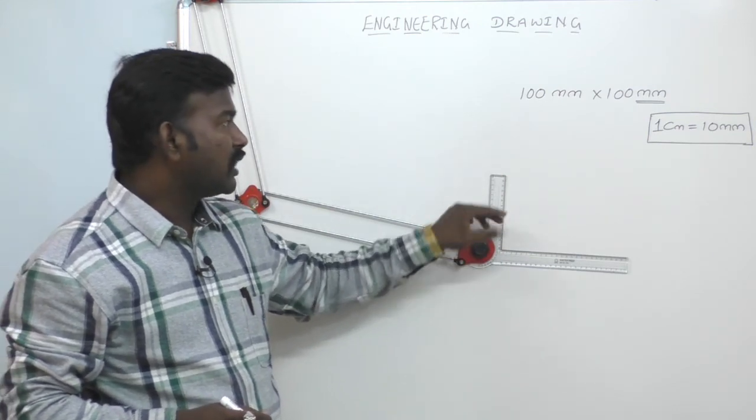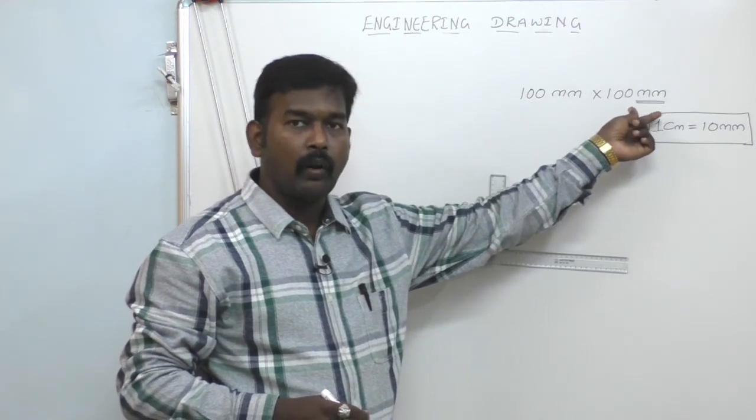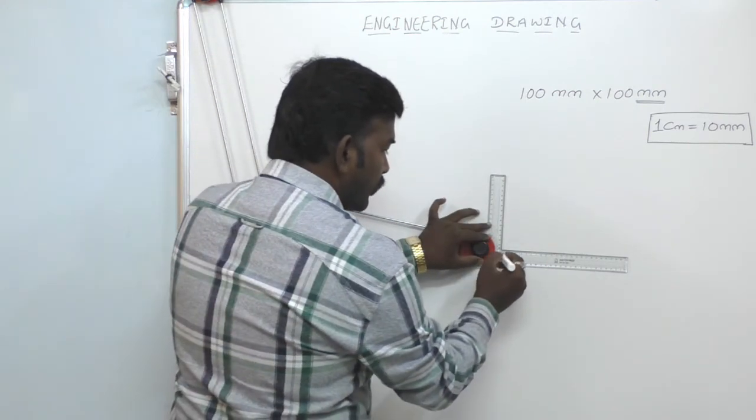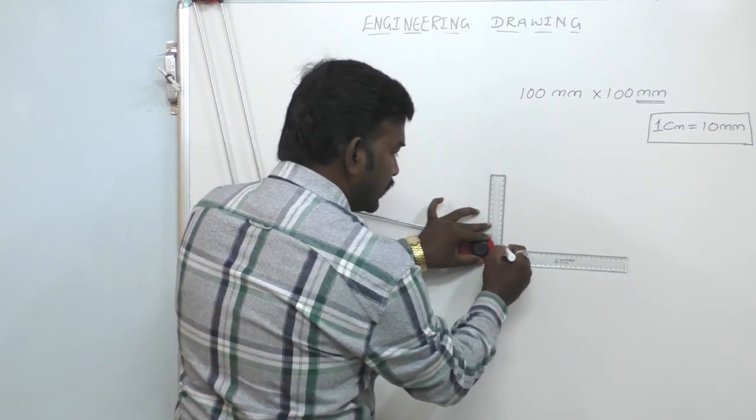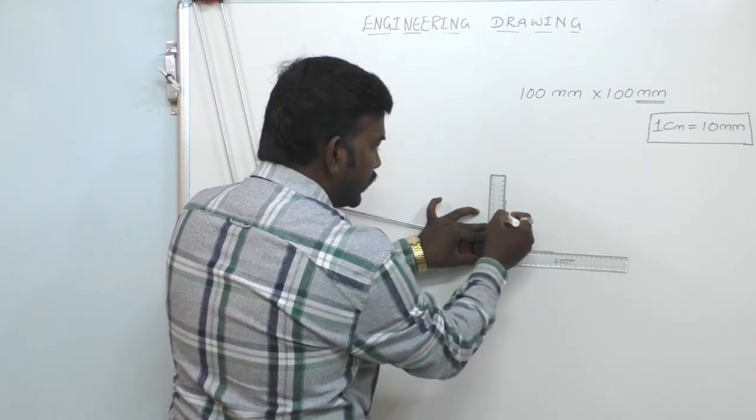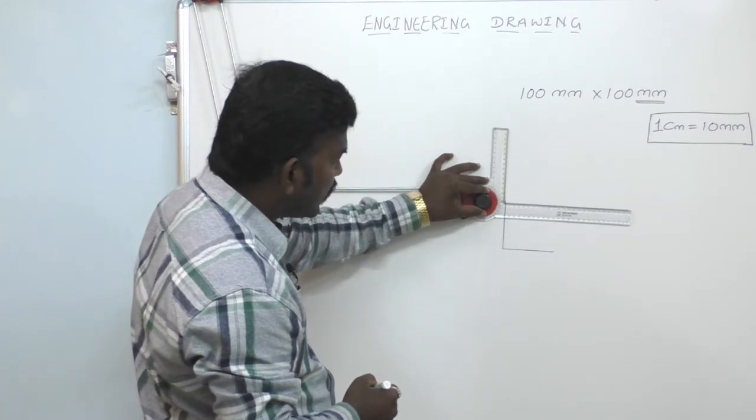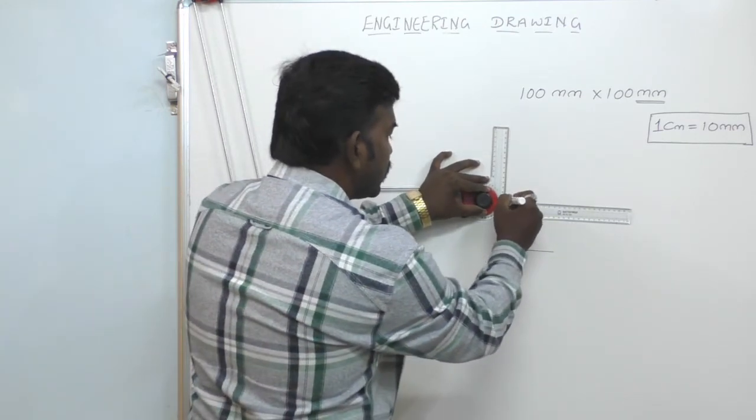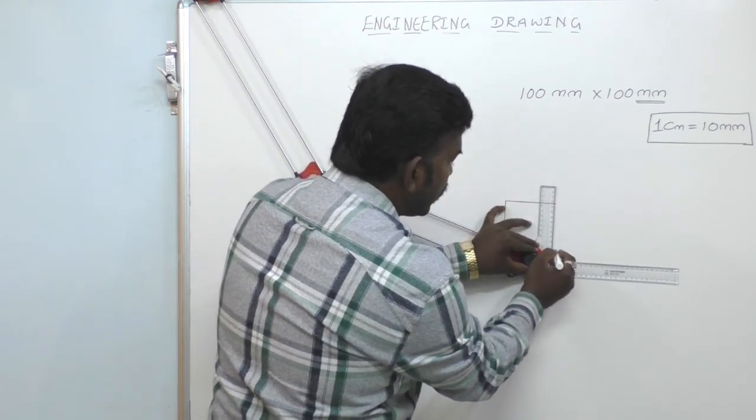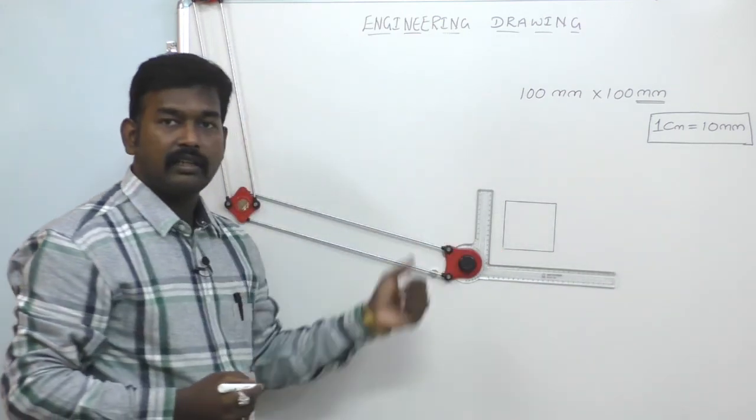Now let us construct a square of 100 mm by 100 mm. What it means is 10 centimeters. By using this, first I construct 10 centimeters on the x-axis and also 10 centimeters on the y-axis. Now move in this direction and construct 10 centimeters. Simply by moving this, you can close these lines. We can easily construct the square.